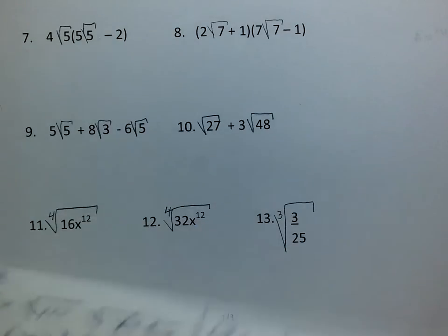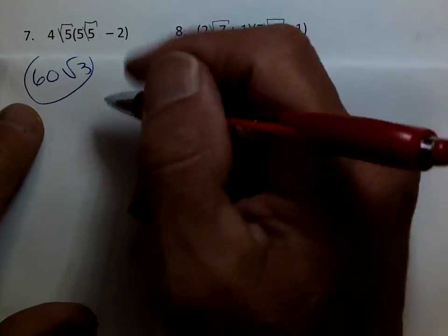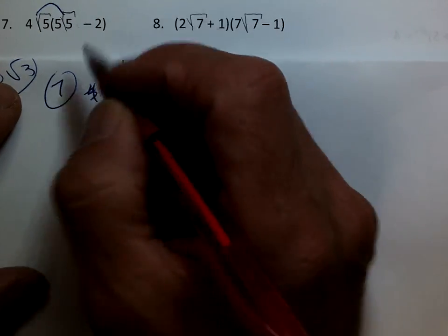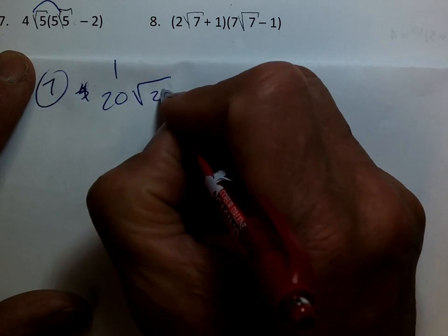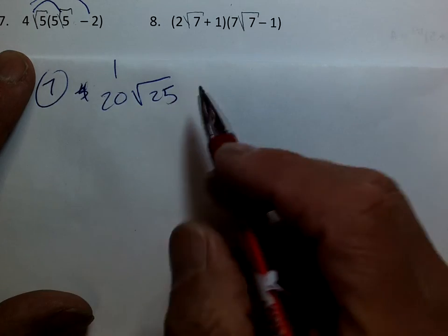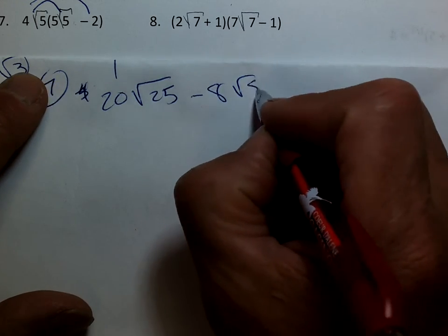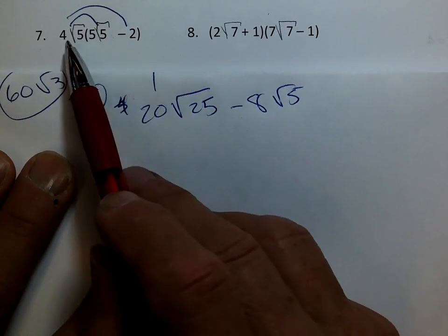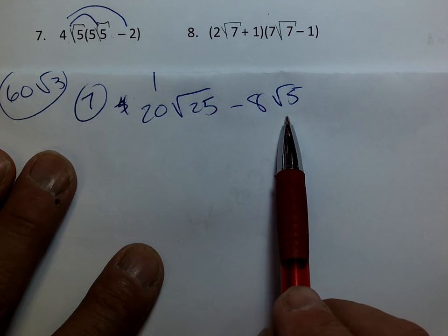Okay, let's do number 7. 7, we're just going to distribute, okay? Right here, we're going to go 4 times that, makes a 20 square roots of 25. And then that times that, 4 times the 2 is negative 8 square roots of 5. I just distributed. I went 20 square roots of 25 and negative 8 square roots of 5.